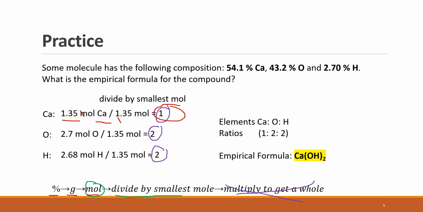Ca(OH)2. Now notice that they have the OH in parentheses with the 2 on the outside, indicating there are 2 oxygens and 2 hydrogens. The reason they put parentheses around the OH is because they recognize that OH is a polyatomic ion, the hydroxide ion, and so they put it in parentheses to indicate that. So this would be the correct empirical formula for this practice problem.